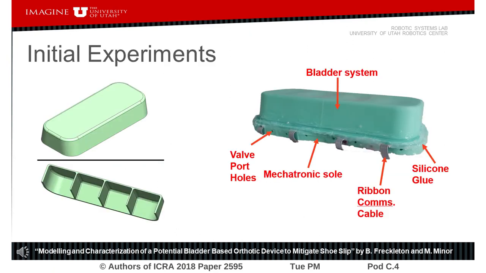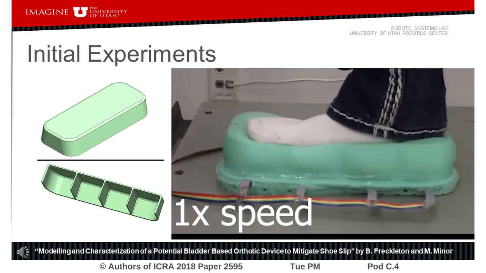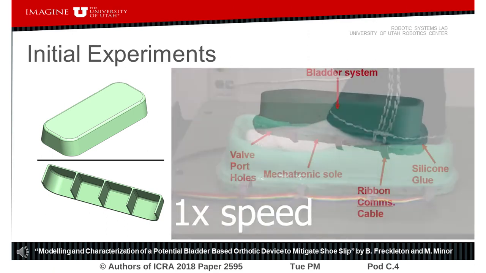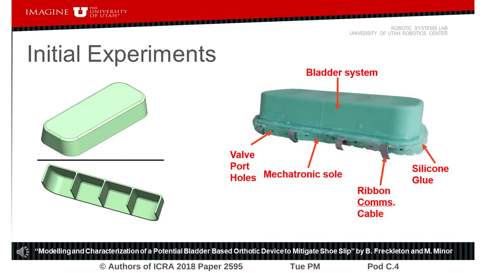A 4-bladder prototype was manufactured to validate the models and evaluate the concept. An existing mechatronic plate with 4 valves, sensors, and a microprocessor per bladder was used to control bladder deflation. Unfortunately, flow resistance was higher than expected, which prevented the device from creating the desired impact forces.